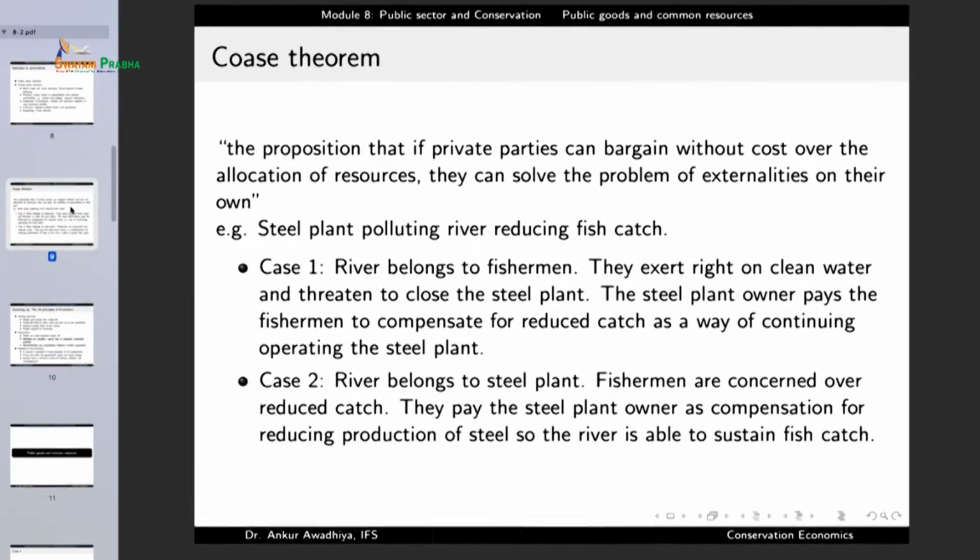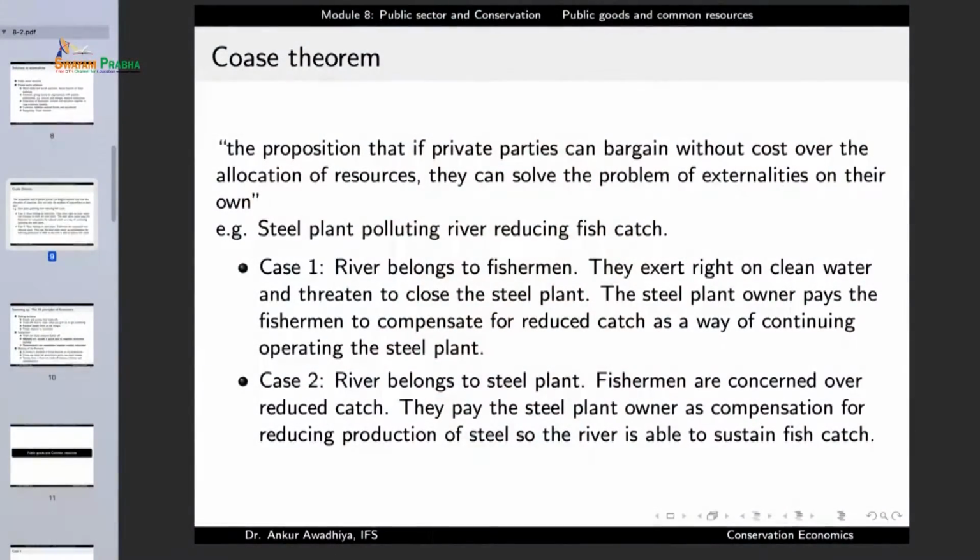And here we also looked at the Coase theorem. The proposition that if private parties can bargain without cost over the allocation of resources, then they can solve the problem of externalities on their own. Now, this is something that we have seen before. But the important thing in the Coase theorem is that it does not matter who has the upper hand. That is, whatever be the situation, the private parties can come to a solution to the externalities. They are able to bargain without cost.